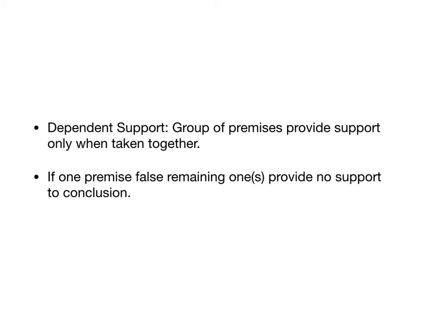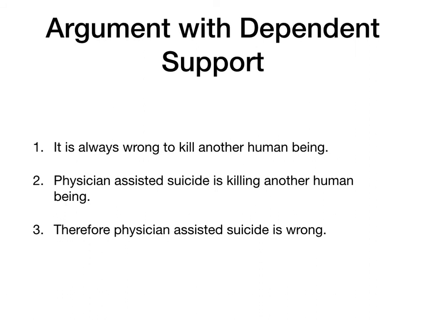And why this is important is if a group of premises provide dependent support, if one of them is false, then the whole argument just falls to pieces. The rest of them don't provide any support on their own. They require one another to provide any support. So let's look at an argument with dependent support.